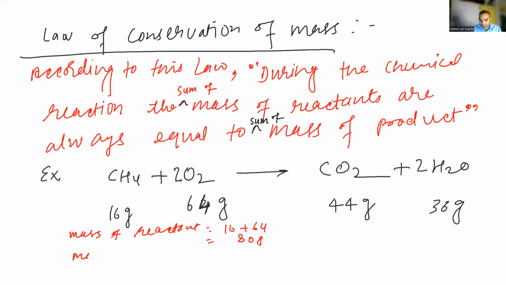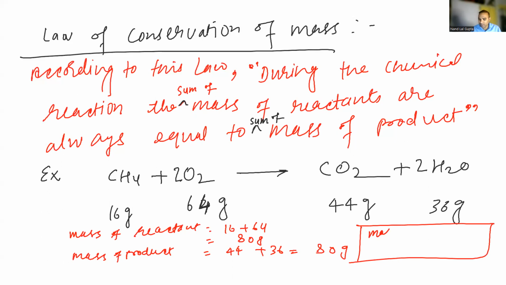Mass of product is 44 plus 36, which is also 80 gram. So mass of reactant is equal to mass of product. So this is following the law of conservation of mass. Can you say yes?